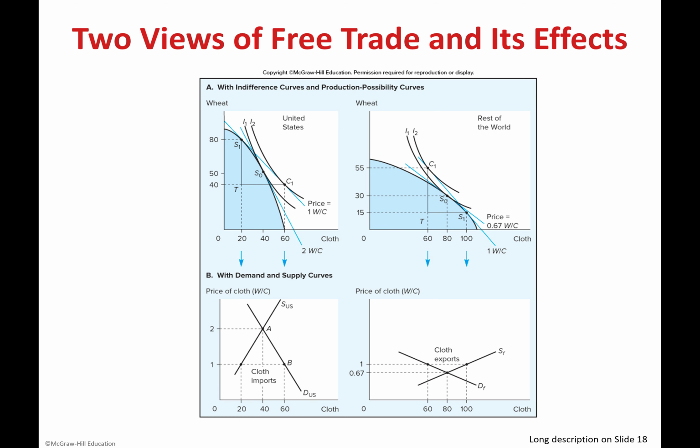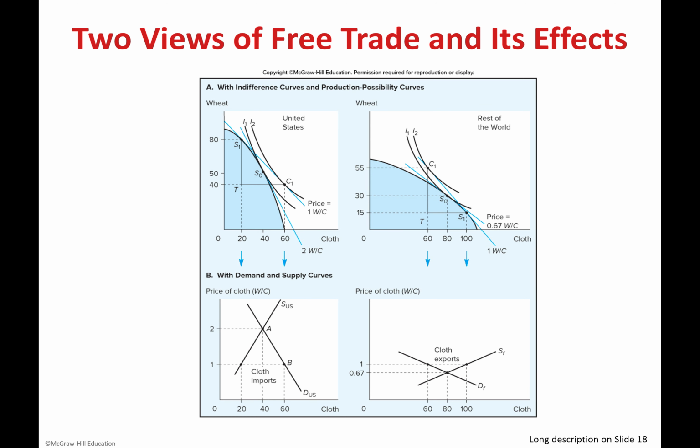So now it's not tangential to the PPC because, of course, we're not trying to optimize in relation to our domestic production, because our domestic production now is less important because we've got the foreign production also that can help out by us importing. So we're going to end up at point C1. And that means we're going to be producing 80 units of wheat. We're going to be consuming 40 units of wheat and consuming 60 units of cloth. So think about it. If we're producing 80 units of wheat, but only consuming 40, we must be exporting 40 to the rest of the world.